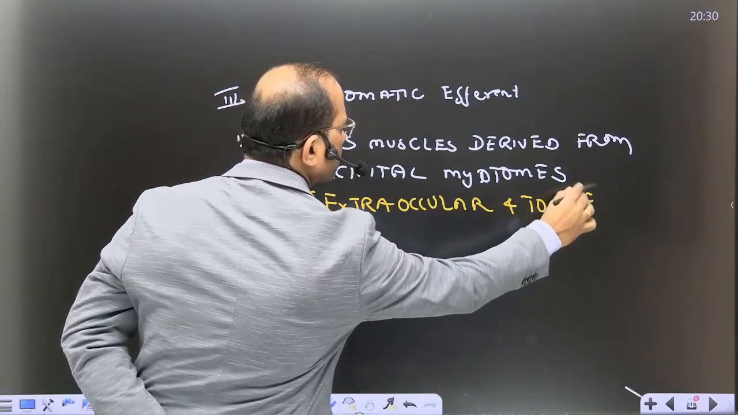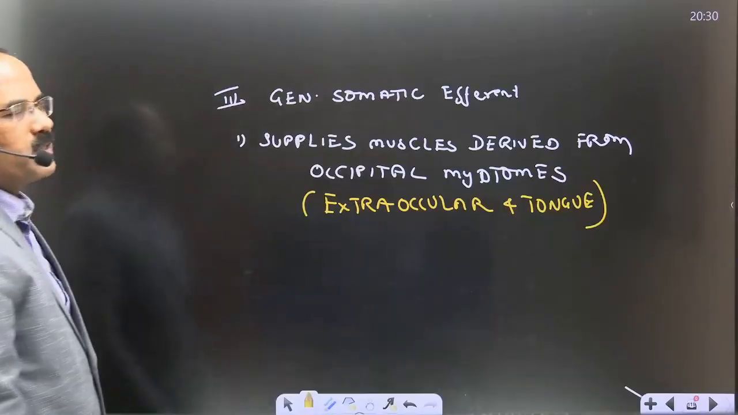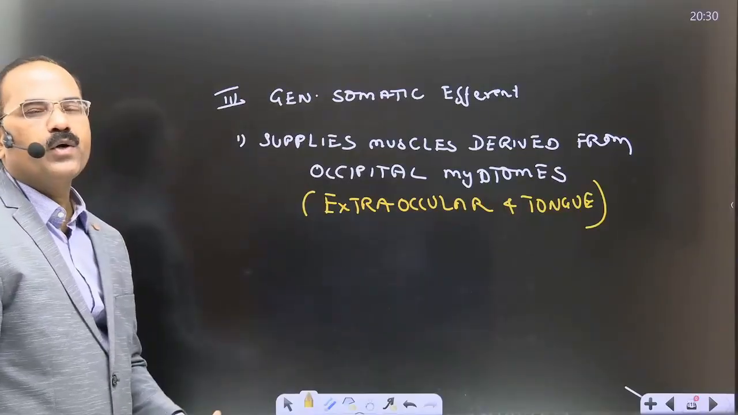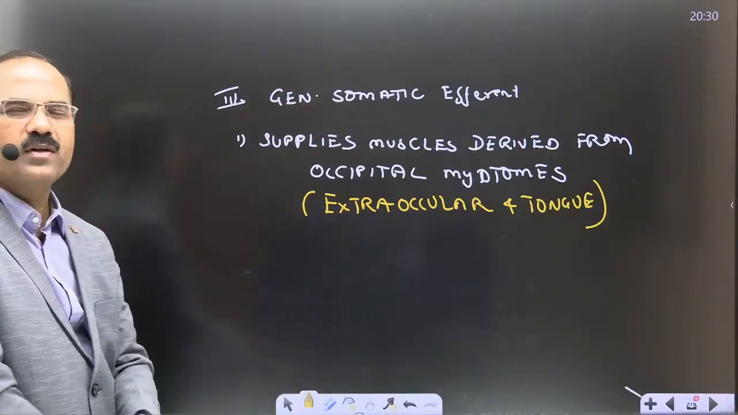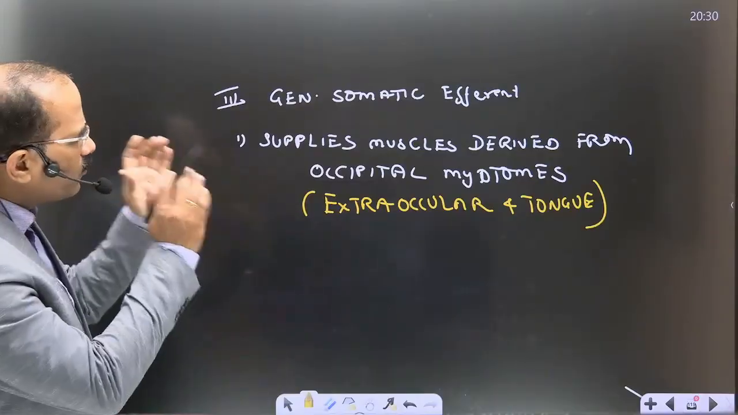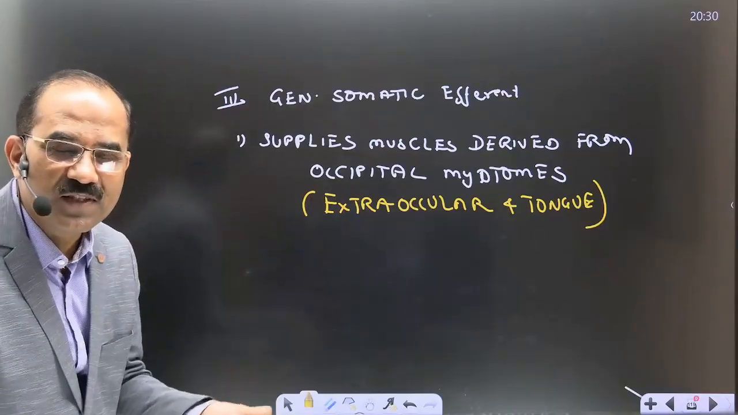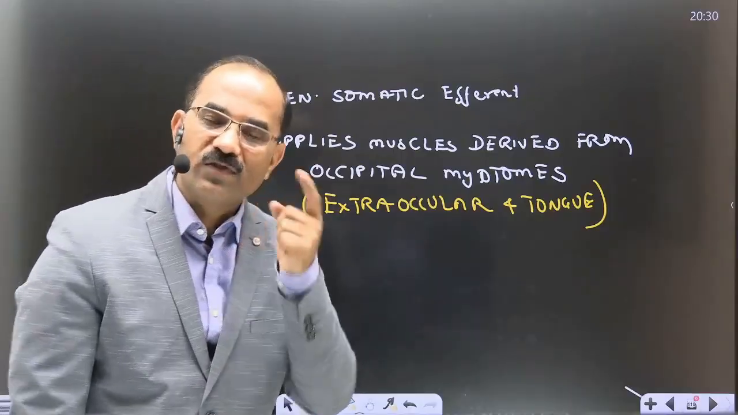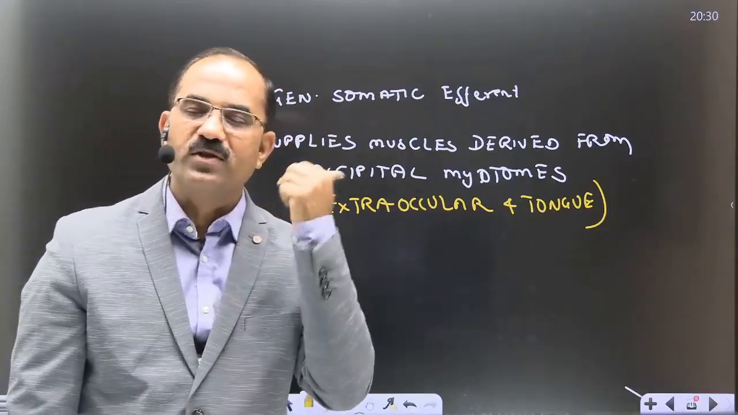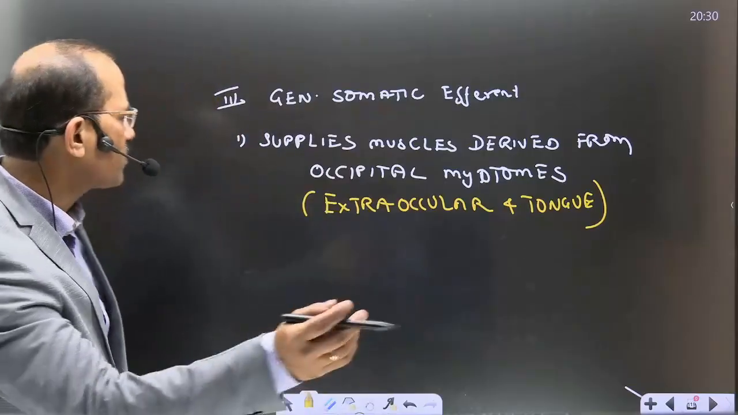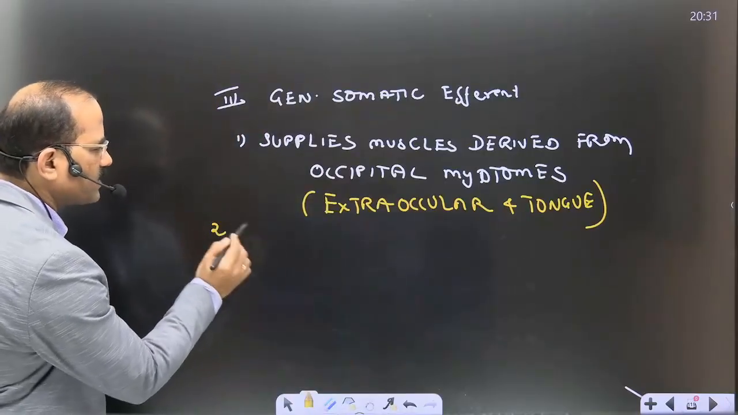Extraocular and the tongue muscles. So it supplies the muscles which are derived from occipital myotomes, and these are the extraocular and the tongue muscles. Now if you can tell me, this component would be present in which nerves? The nerves which supply the muscles of the tongue and the nerves which supply the muscles of the eyeball. Any idea?